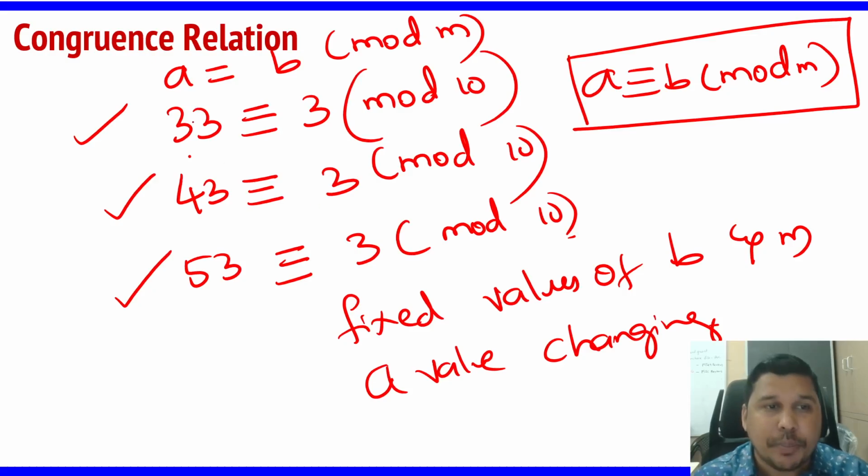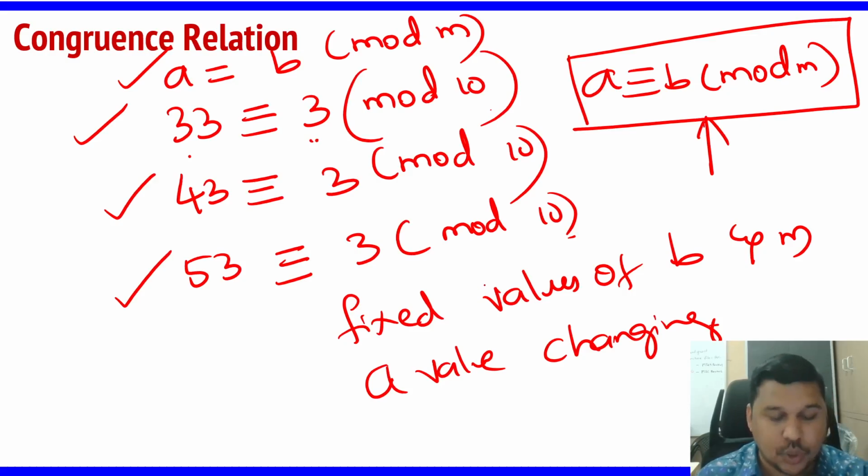You are able to represent all these equations in the form A equal to B mod M. So B and M are fixed, but there are so many values for A for which the condition holds true. For so many values of A, this condition A equal to B mod M holds true. That's why we call this equation a congruence relationship.